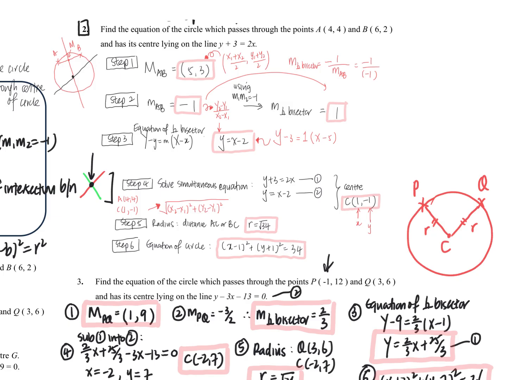Next, I want to find G. G lies on this line. Sub in x equals 2 into that gradient. So I need to find this in order to find what y is. They gave me this equation. What can I do with this equation? You sub x equals 2 inside and then you get the equation.